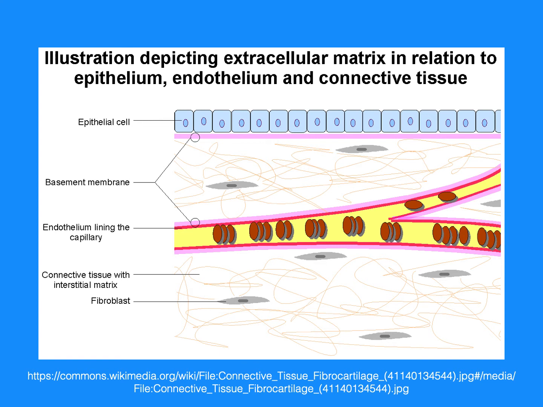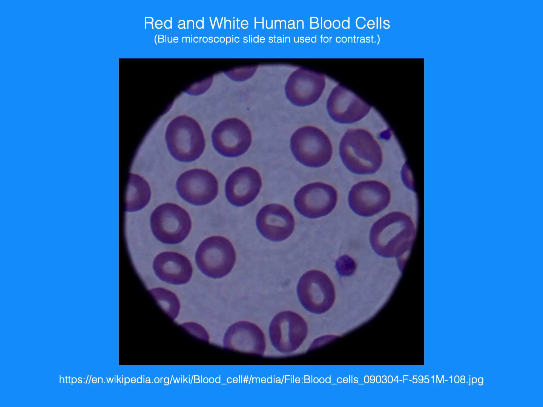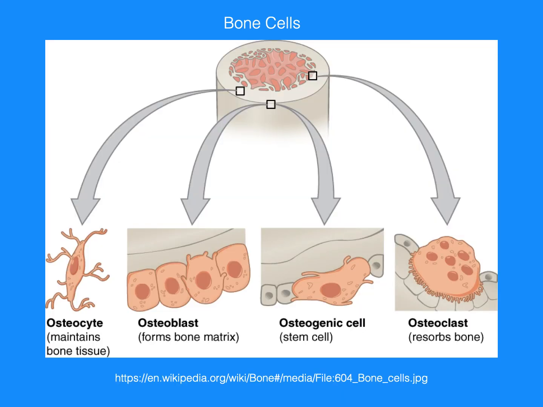Illustration depicting extracellular matrix in relation to epithelium, endothelium, and connective tissue. Human blood illustration. Red and white human blood cells illustration. Blue microscopic slide stain used for contrast. Bone illustration. Bone cells illustration.